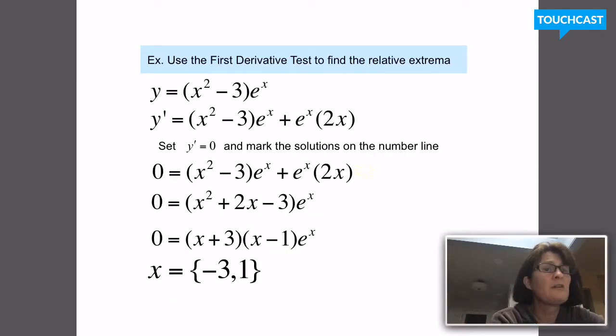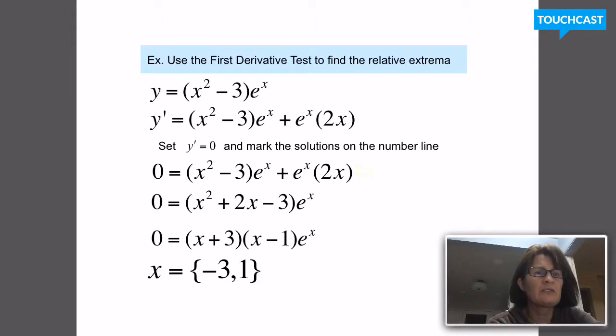This problem is similar. I've been asked to use the first derivative test to find the relative extrema. So I have y is x squared minus 3 times that quantity times e to the x. I'm going to find y prime and set it equal to 0, so I can make a number line graph for y prime. I get two solutions at x equals -3 and x equals 1.